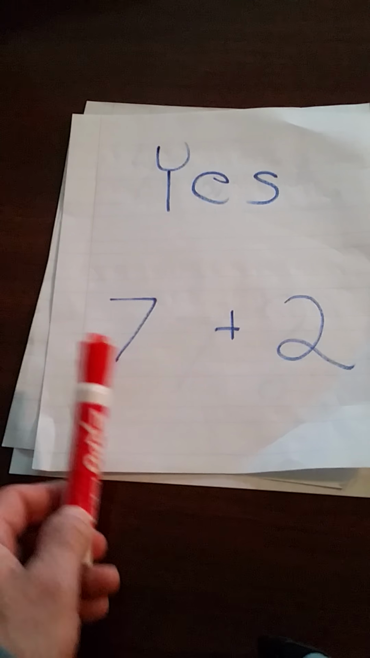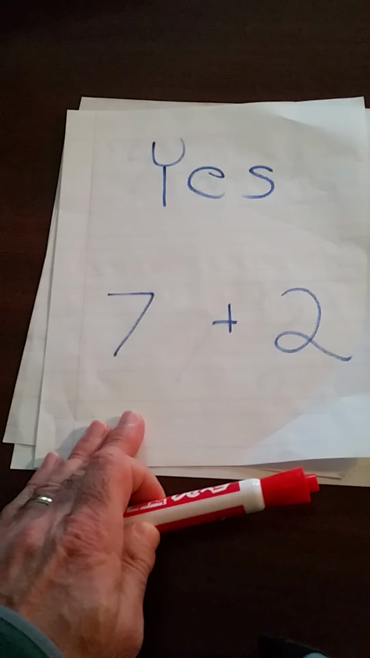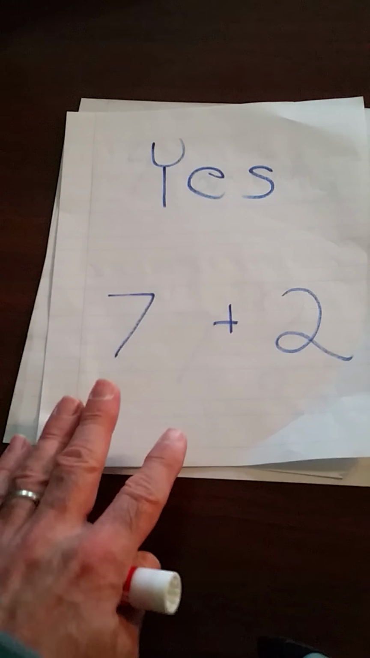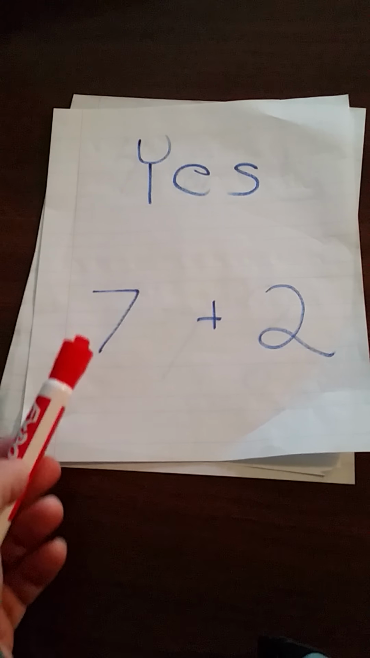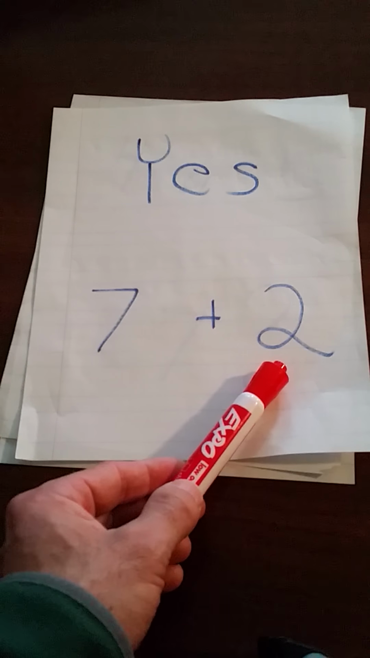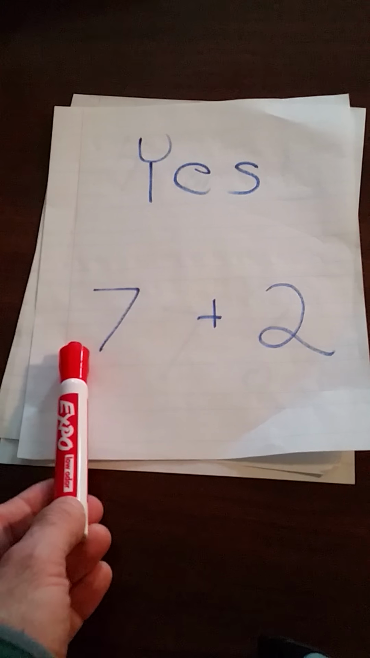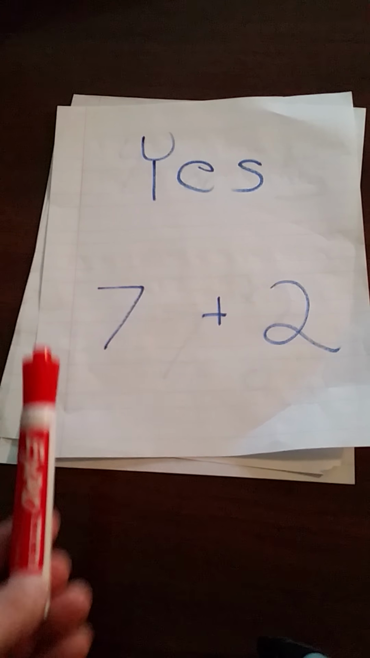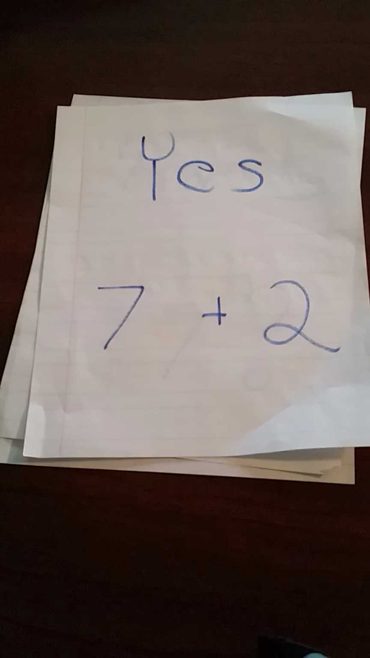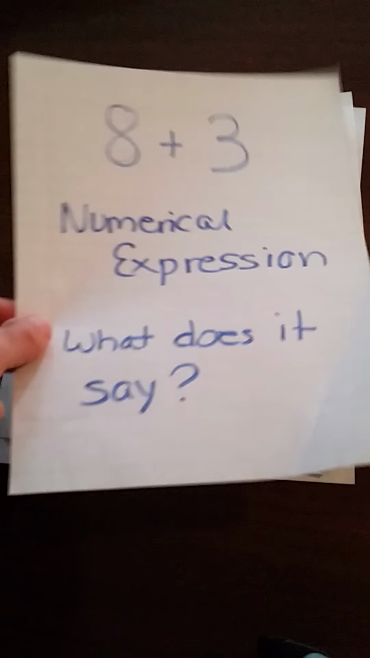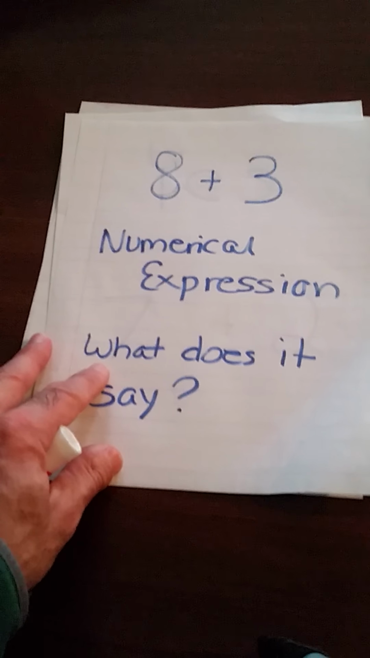This is a numerical expression since it doesn't have variables. And we'll discuss variables later. In English, this would say 7 more than 2, or 2 more than 7, since in addition, it's commutative. So an expression can also be a variable, but we'll talk about that later.